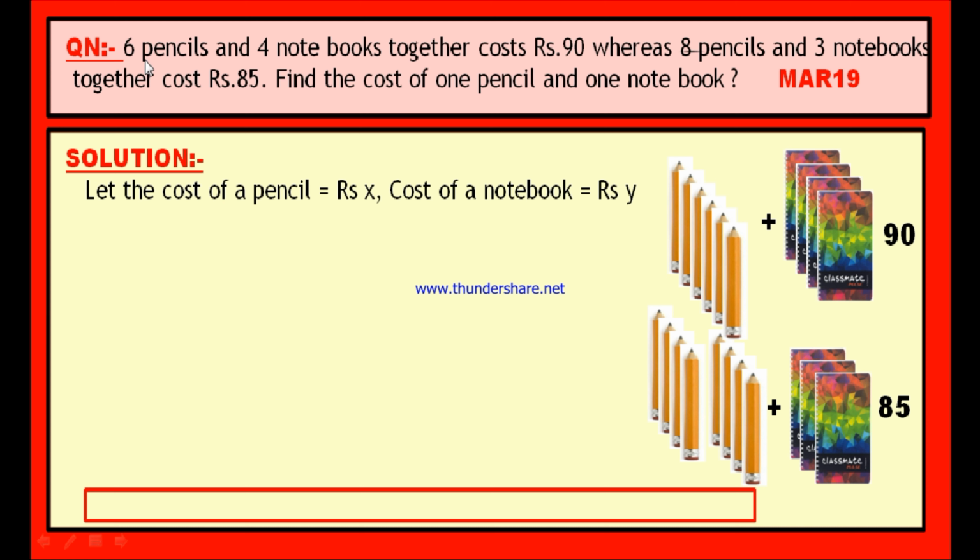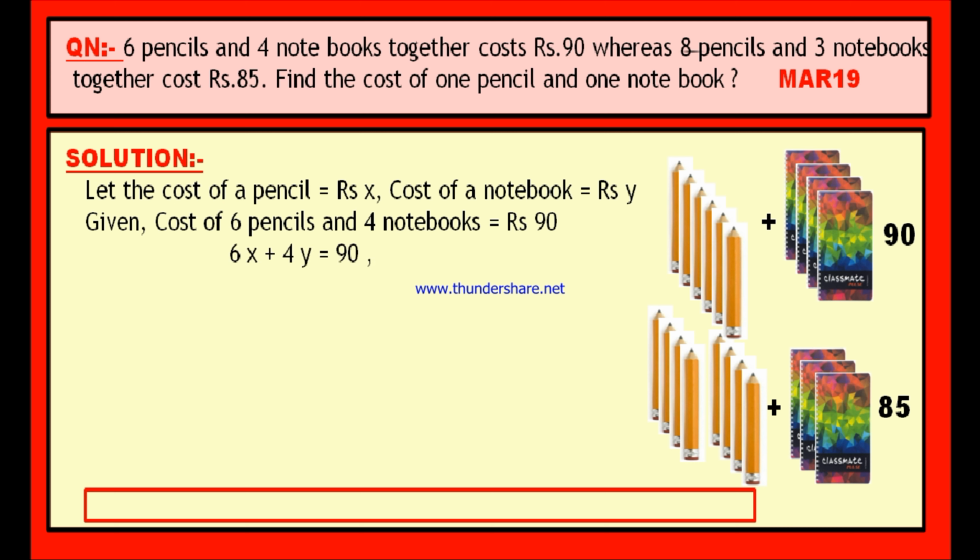The first statement given in the question is 6 pencils and 4 notebooks together cost 90 rupees. It is given that the cost of 6 pencils and 4 notebooks is equal to 90 rupees. Now one pencil costs x rupees, therefore the cost of 6 pencils will be 6x, and one notebook costs y rupees, therefore the cost of 4 notebooks will be 4y. You see, 6x plus 4y is equal to 90 rupees. Now if you simplify, you can cancel 2 in all the terms.